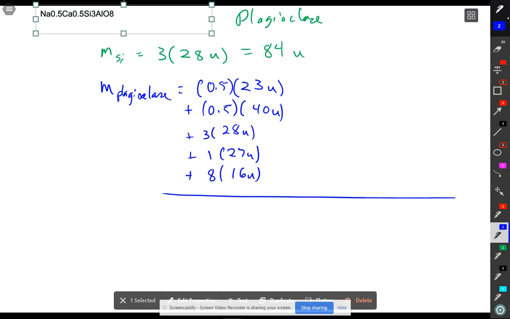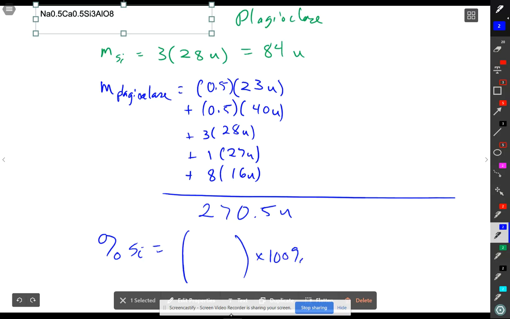Plus 8 times 16. So that's 270.5 u. And so then what percentage is silicon? 84 divided by 270.5, and so that gives us 31%.